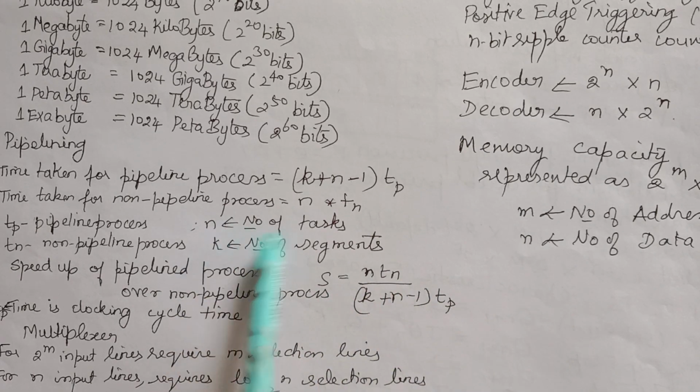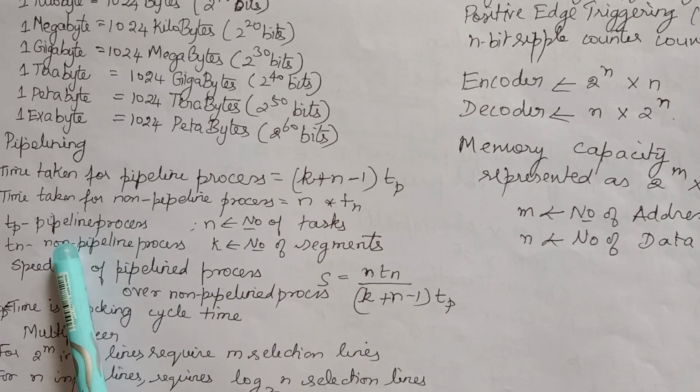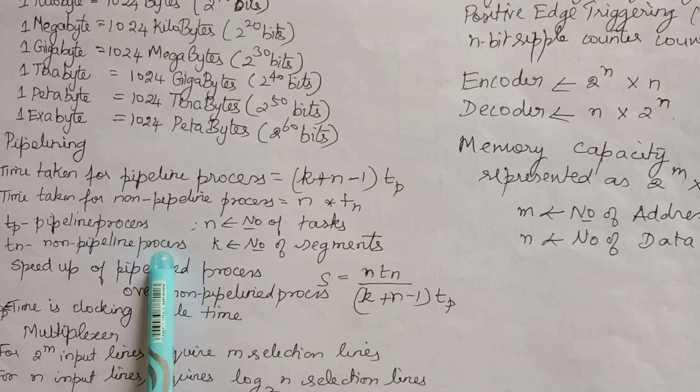What is n? n is the number of tasks. k is the number of segments. And Tp is the pipeline process time, and the non-pipeline process time is Tn.